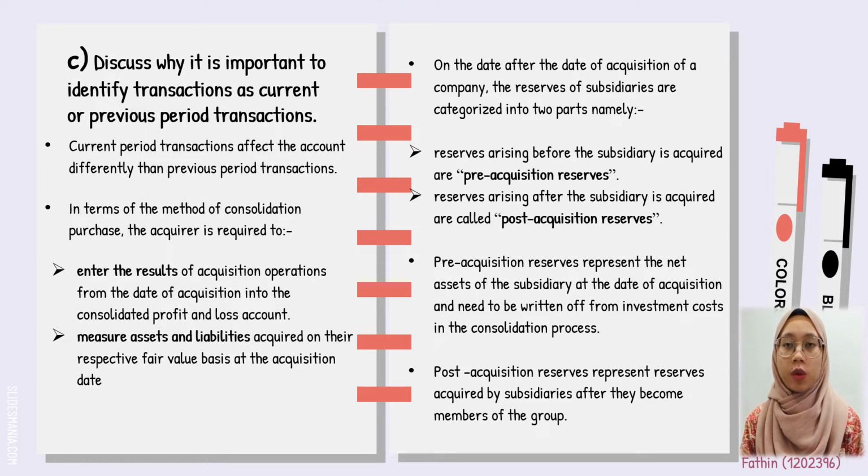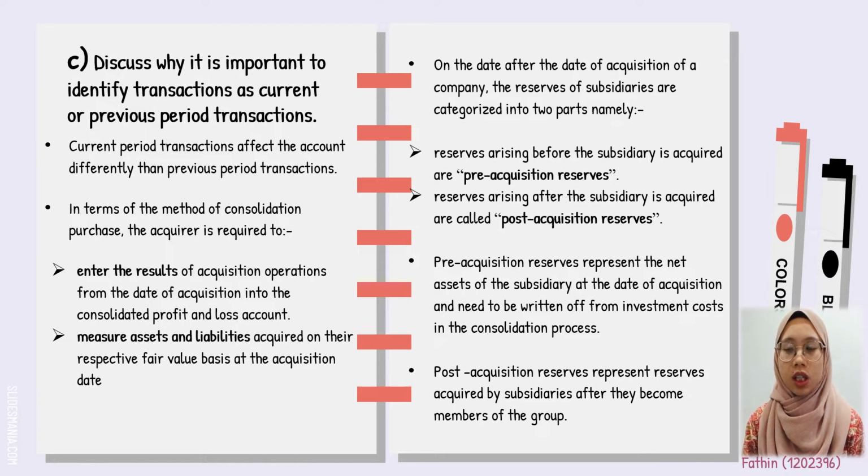Now we will discuss why it is important to identify a transaction as a current or previous period transaction. The accrual basis of accounting is a concept that states that revenue and expenses must be recorded in the period in which they are earned or incurred, regardless of when cash will be or has been received or paid. Current period transactions affect the accounts differently than previous period transactions.